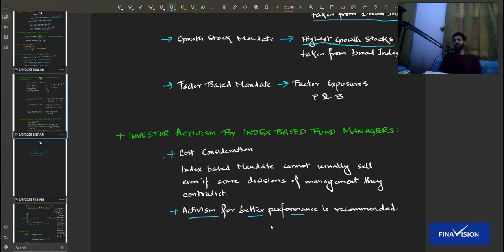And one more thing is there, that index-based mandates are about following or replicating the constituents, not about changing the management structure or changing the strategy of companies. It is about following an index. So activism has to be questioned before pursuing it. What are the costs? What are the implications? Will there be better performance? If there is better performance, what is the trade-off between the cost and the degree of better performance? All these things have to be considered when looking for a decision on activist investing.